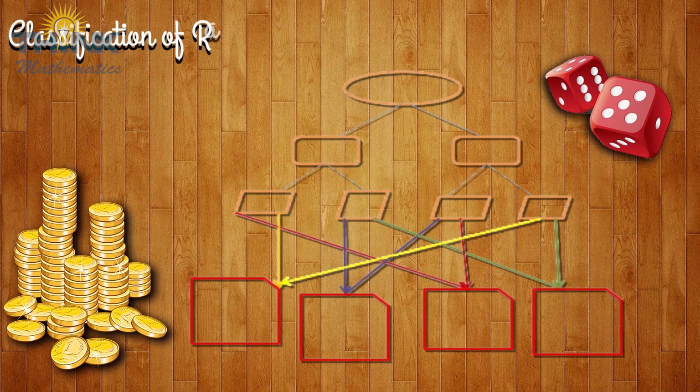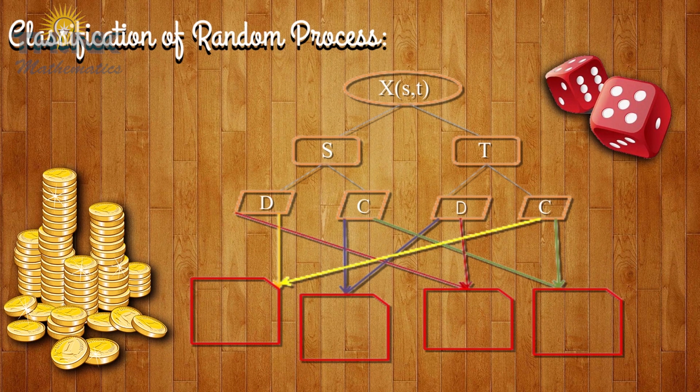Next is classification of random process. We know that random process is a function of S and T. Depending on the discrete and continuous nature of S and T, it is classified into 4. S is a state space, may be continuous or discrete. In the same way T is a parameter set, it may be continuous or discrete. If T is discrete, then X(s, t) is generally called a sequence, and if T is continuous, then X(s, t) is generally called a process.